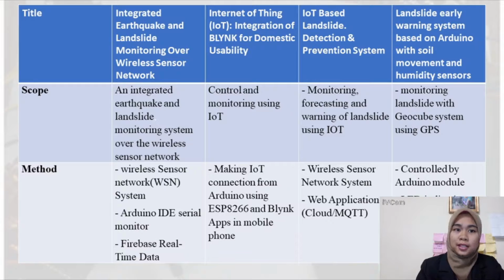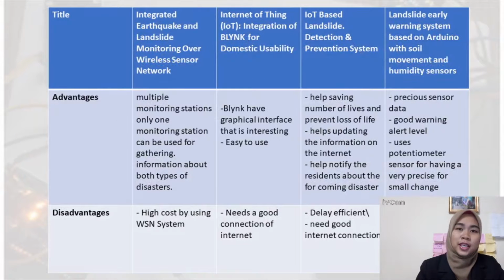The last one is landslide early warning system based on Arduino with soil movement and humidity sensor. It can be concluded that this project is using GPS to monitor the landslide with the GeoCube system. The advantage of this project is it has precise sensor data and a good warning alert level because they are using LED as the indicator. While the disadvantage of this project is it needs a good internet connection.